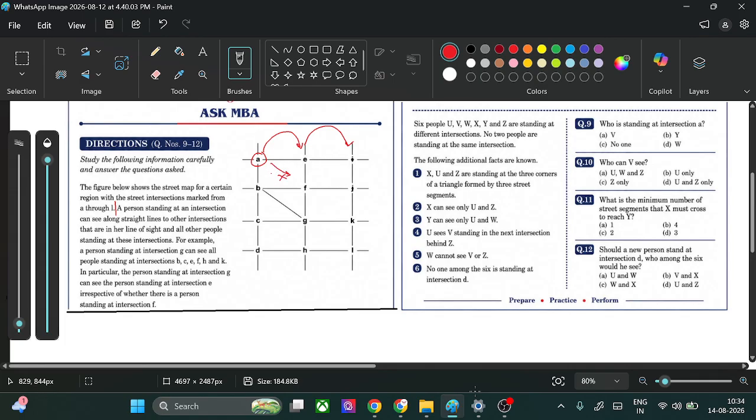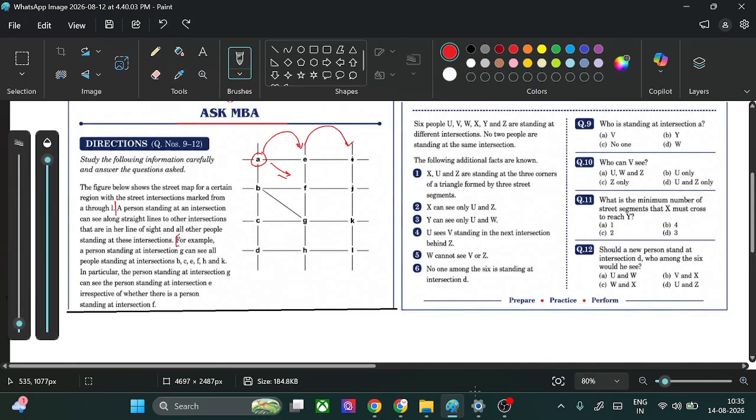So it should be a straight line if we want to see someone, if we want to see any person sitting at the next site on the street map, so it should be a straight line. So in this case, without even reading further information, I can strictly say that B can see whoever is sitting at G, F, I, C, D, and A. Right? I hope this much is clear. Right. So next, an example is also given over here.